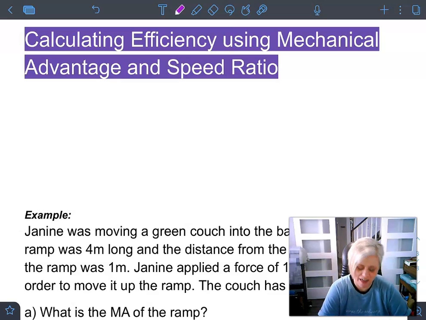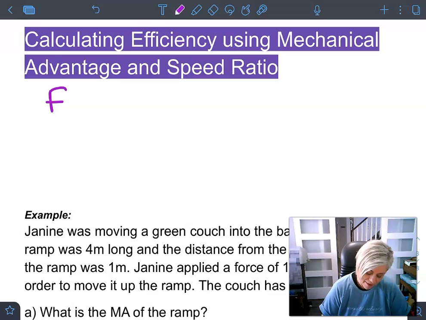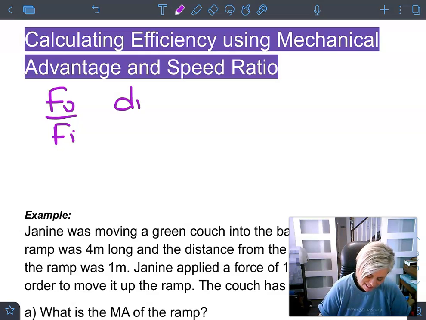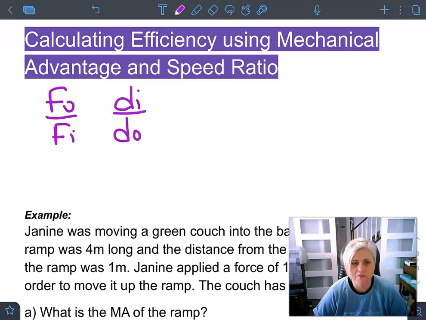Okay, so let's have a look at how mechanical advantage and speed ratio can help you figure out the efficiency of a machine. So we've talked before that mechanical advantage is a comparison of the forces, force output over force input, that go into using a machine. The input by the person, the output by the machine itself. And we're also looking at distances where you've got the input distance compared to the output distance. The ratios really should come out to the same number.